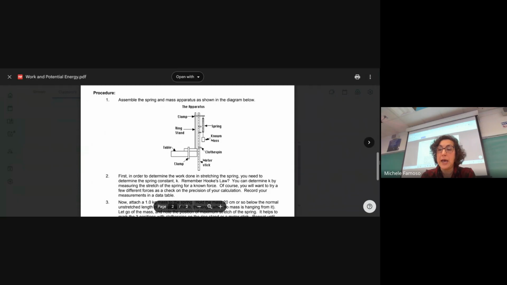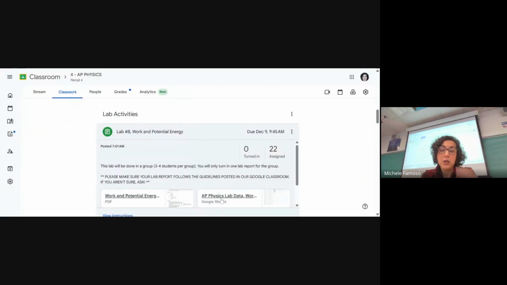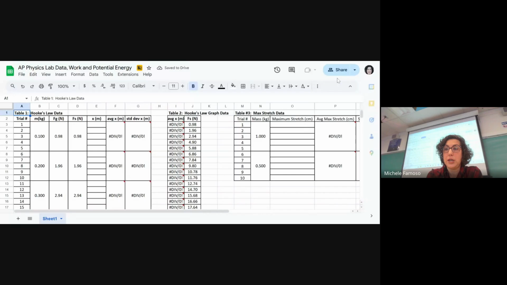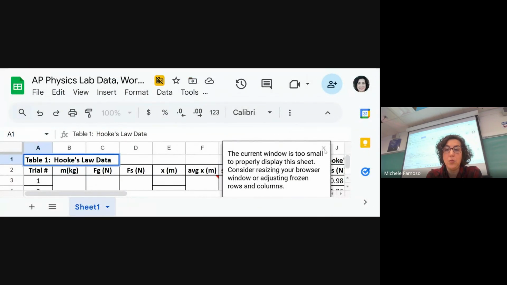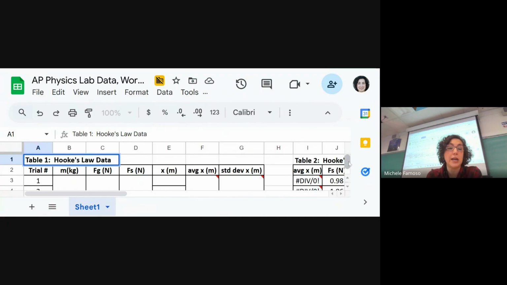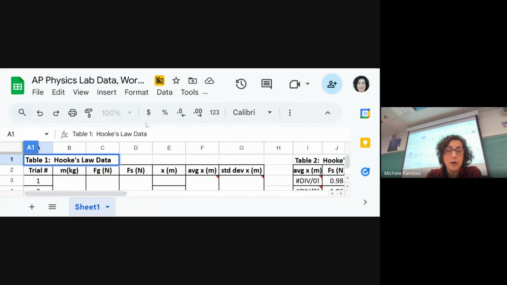And the first part of the lab, which is in step 2, written right here, is to determine the spring constant of the spring that you have there using Hooke's law. If I go to my Google Sheet, which is posted with the lab, you'll see that I've created a data table for you to do this. It's a big sheet. You're just working in table 1 to get your data for Hooke's law. You have to get this data first. And what you'll be populating in this, let me make it not quite so big.